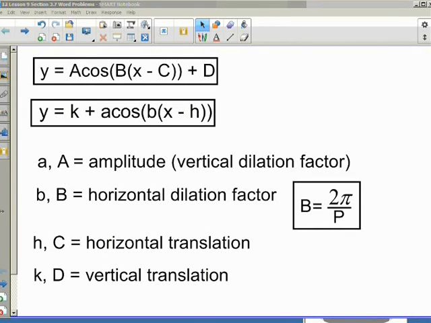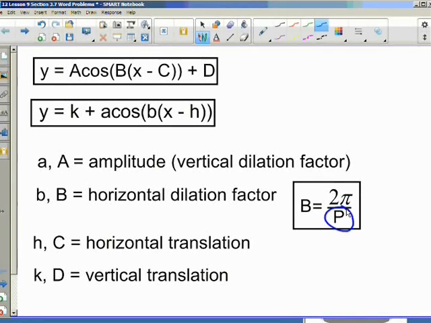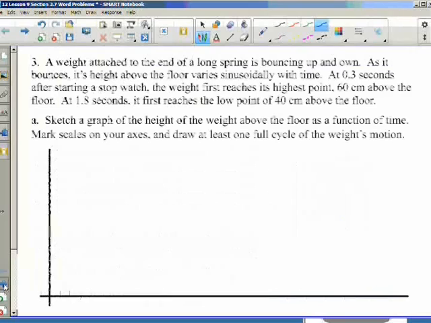Hello and welcome back to a little further discussion of applying now what we know about sinusoids. The basic form that you've seen in your textbook or in Algebra 2 is given on the top here, and then some definitions. And remember now, we'll be working with a period and trying to find the horizontal dilation factor.